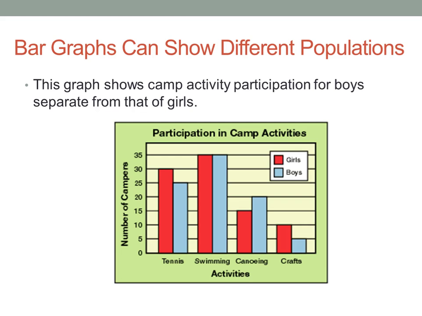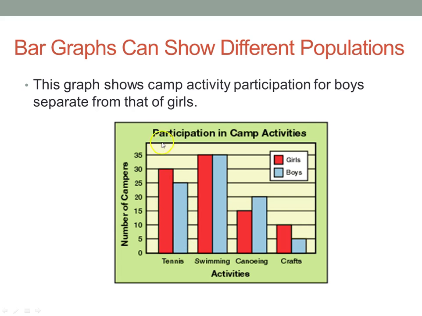And bar graphs can also show different populations. So look here. This bar graph is showing girls and boys. So now each category doesn't just have 1 bar, but it has 2 bars. One for boys, one for girls. Girls are in red, boys are in blue.